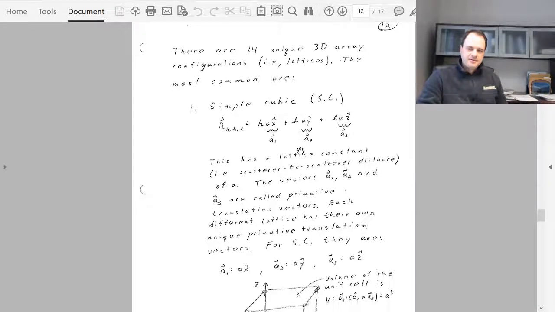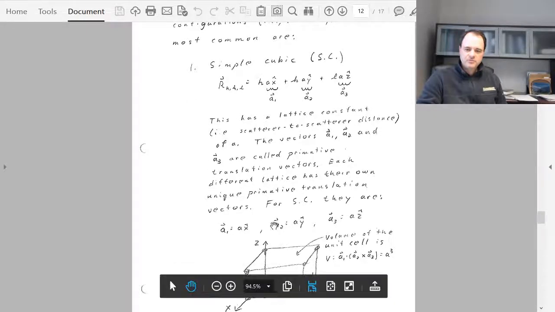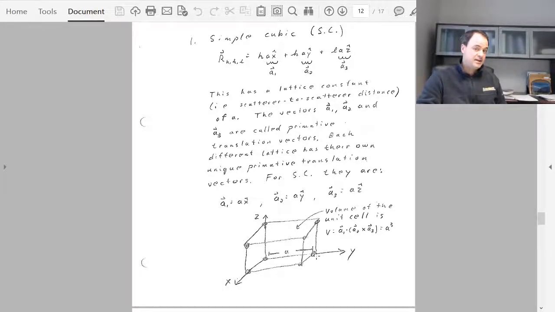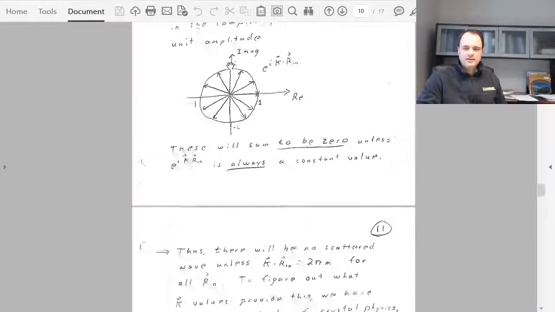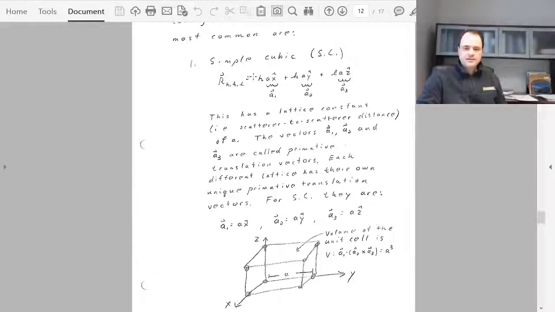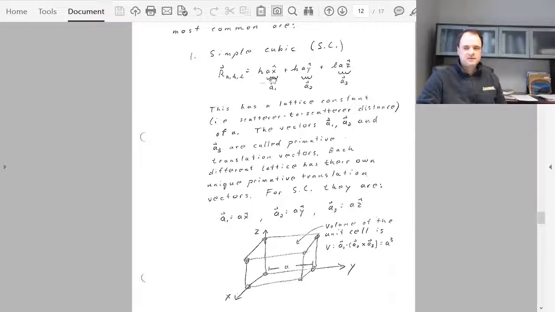We'll look at the most common ones in the next few pages. You have the simple cubic, where, if you want to go from one scatterer to another, you just go along the x, y, and z axes by integer multiples of a, the lattice constant. It's called the lattice constant. So these translation vectors R that are in this equation right here are simple for a simple cubic. It's just given by this, where h, k, and l in this case are integers.